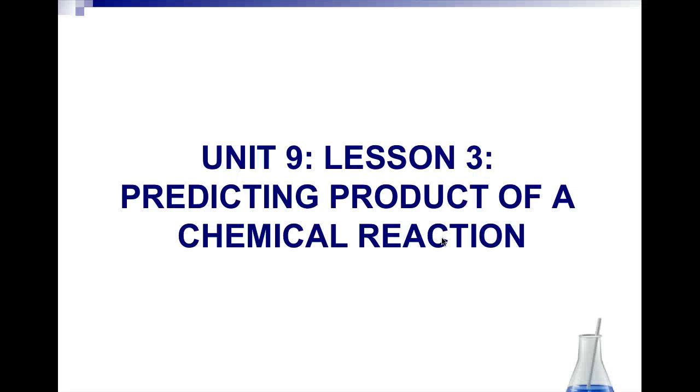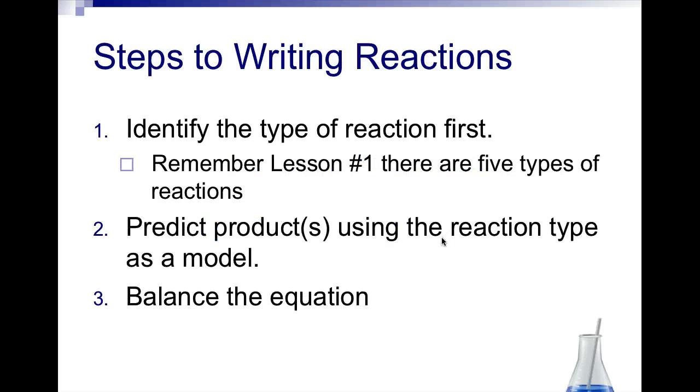Unit 9, Lesson 3, Predicting Products of a Chemical Reaction. So there are certain steps we need to follow when writing and predicting a chemical reaction. We first need to identify the type of reaction first.